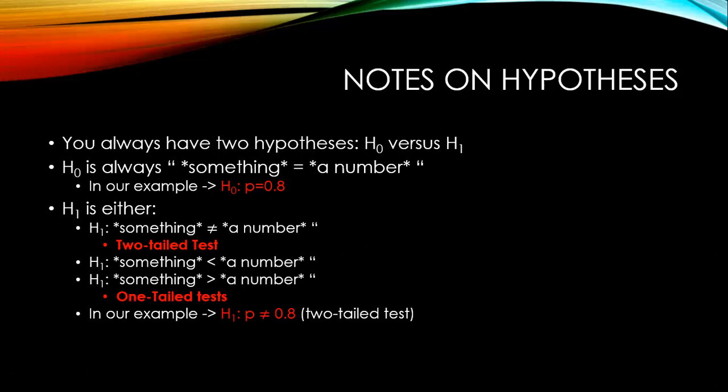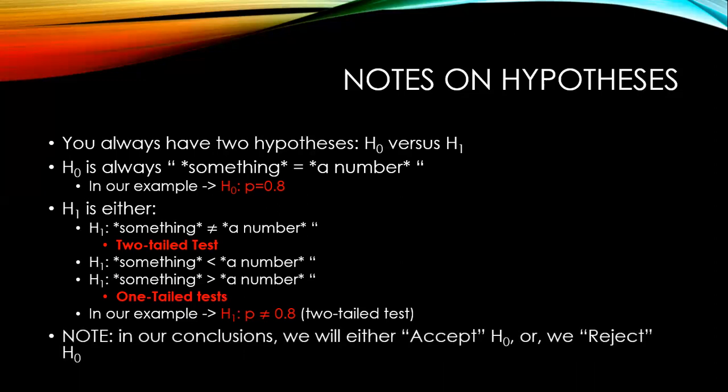But in this example, your suspicion is that the probability is not 0.8. We call this a two-tailed test because there are two possible outcomes: the proportion could be either less than 0.8 or bigger than 0.8. So we call this a two-tailed test. Again, in statistics, you'll have one-tailed tests and two-tailed tests. This example is a two-tailed test. Okay, so again, something to be aware of.